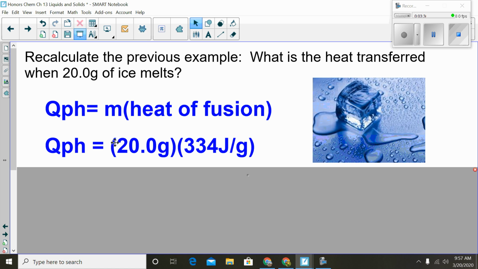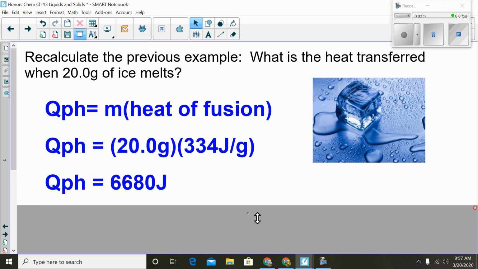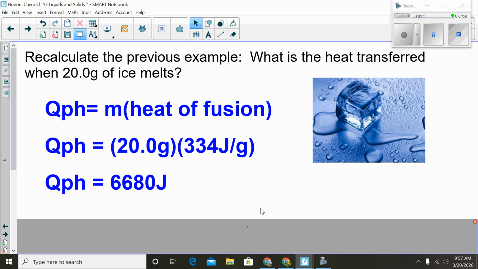So here it is. It's 20 grams of ice. That's how much you had. Ice is melting, so we need the heat of fusion, which is a set value. Plug this into your calculator, 20.0 times 334, and you get 6,680 joule. Why is it just joule? Because the grams cancel. Remember, this is fusion because ice was melting. Okay, let's try one more.